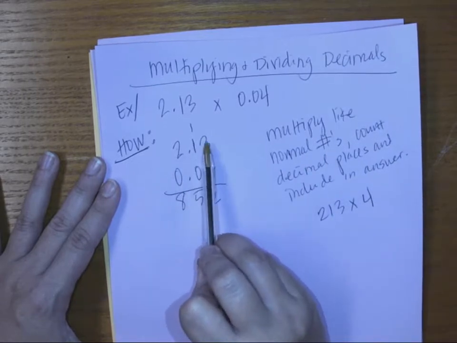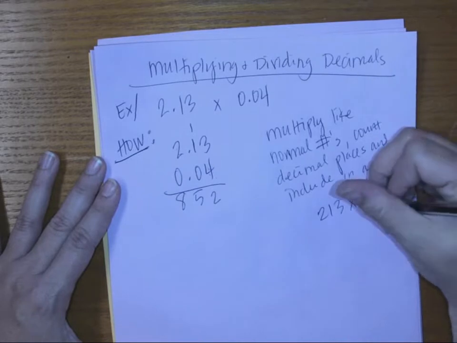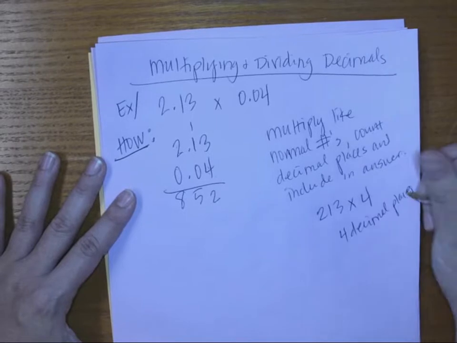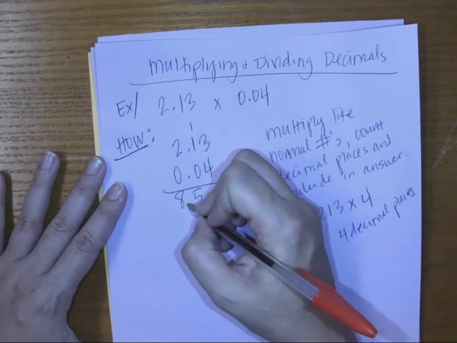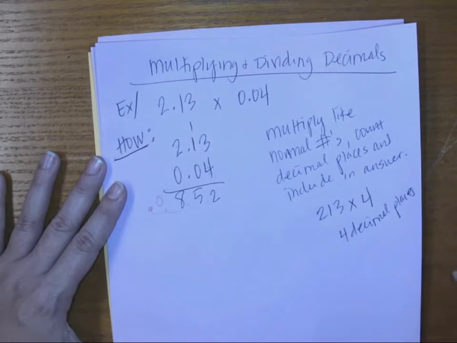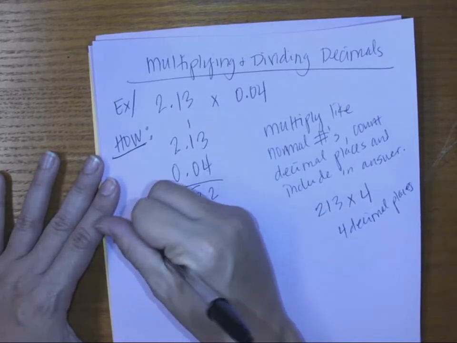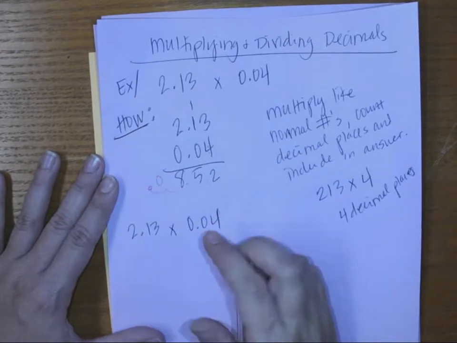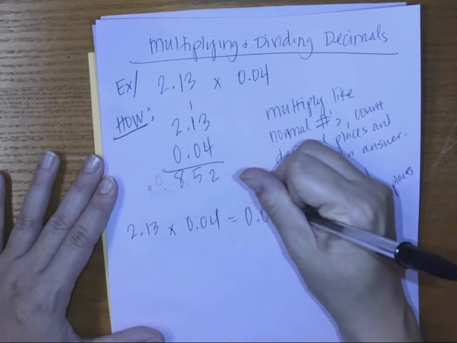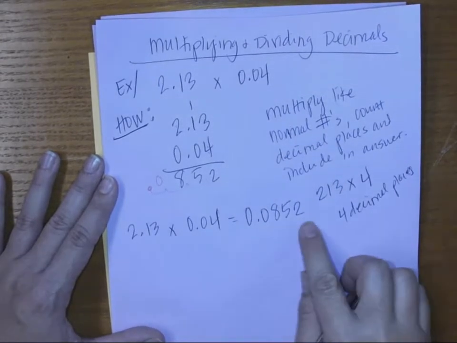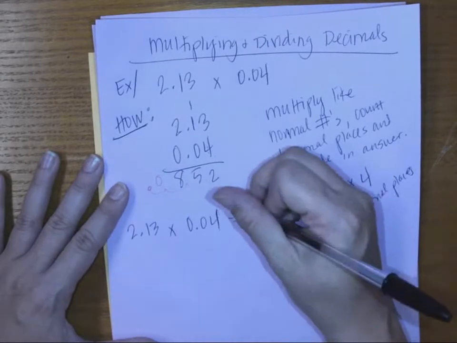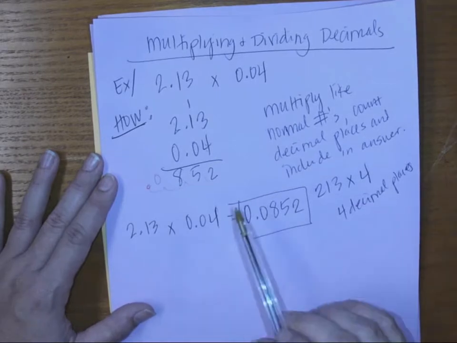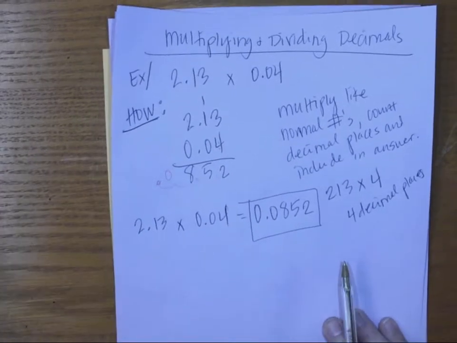In this problem, I have 1, 2, 3, 4 decimal places. So 4 decimal places that I need to put in my answer. So my answer for 2.13 times 0.04 is actually 0.0852, which is 852 ten-thousandths. So that's the how to do it. Hopefully this refreshed your memory if you didn't remember, but that's how you multiply decimals.